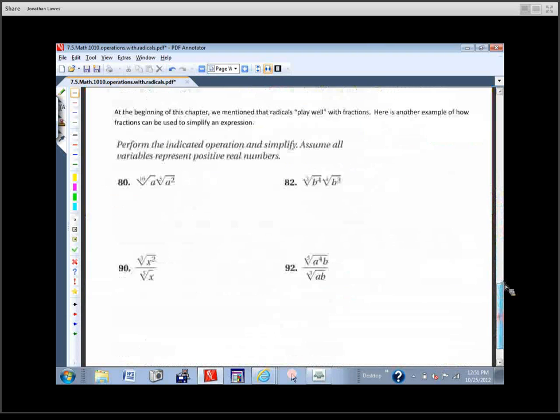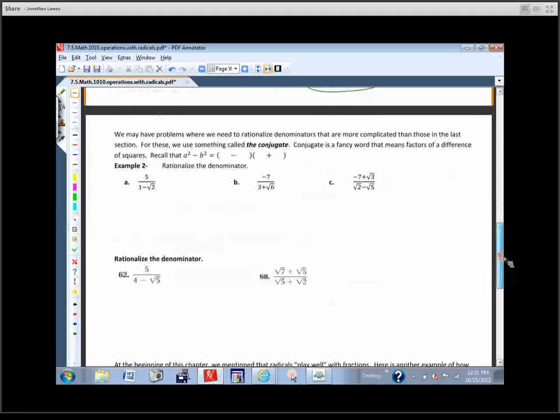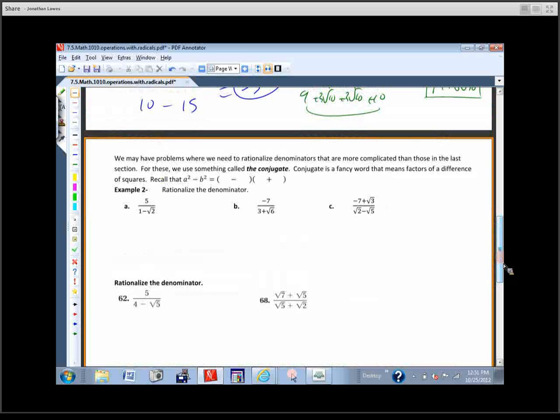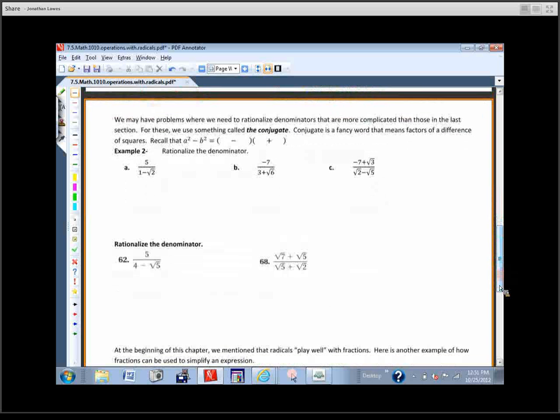Here's what we've got to take a look at on this side. We only have 6 or 7 problems here. So again, this is what we were talking about on the previous side. We know how to factor a difference of squares. If we see a squared minus b squared, we know that's a minus b and a plus b. Those are conjugates. Those are factorings for a difference of squares.